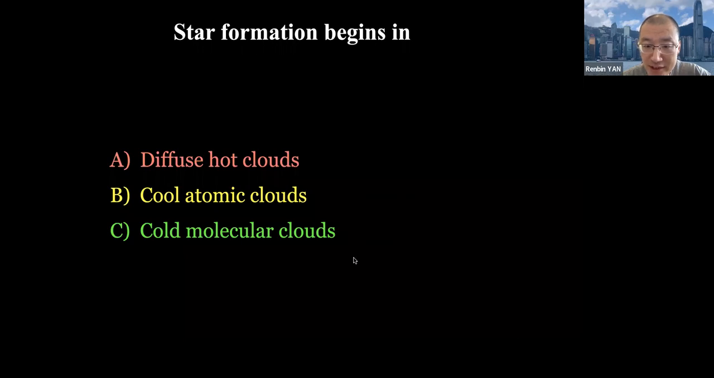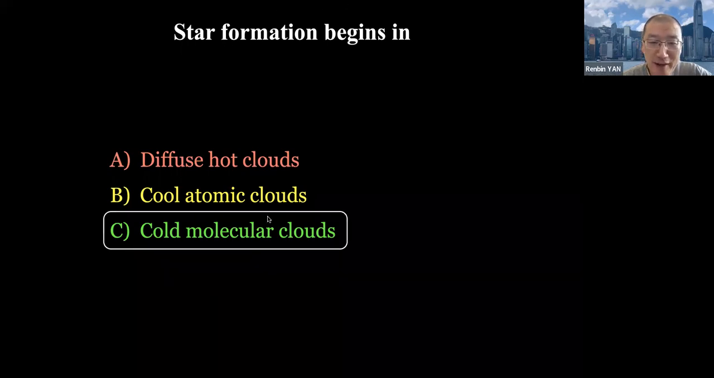It seems this is now a harder question. The correct answer is C, cold molecular clouds. A star can only form in a very dense place. The cloud has to collapse to form a star, because a star is much denser than gas. And how do you make the cloud get denser and denser? Gravity will help you to make it denser.